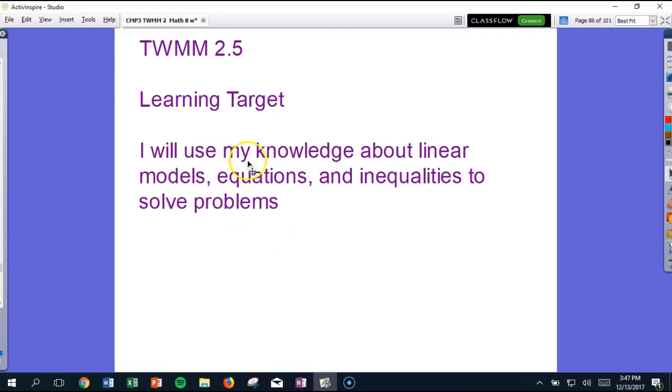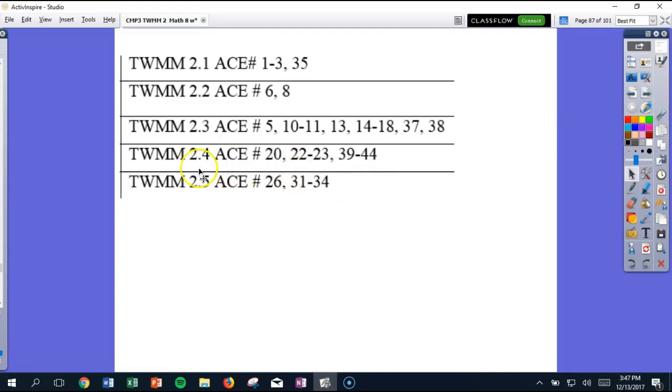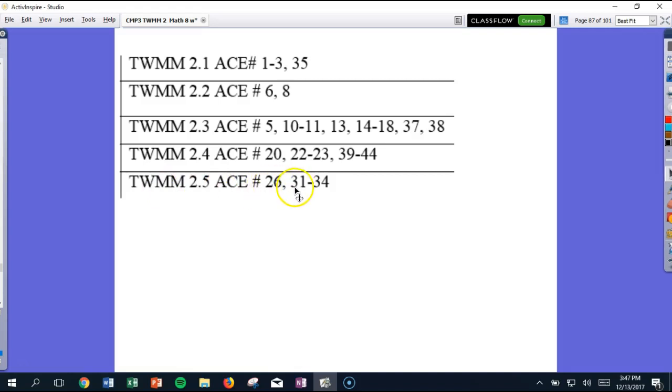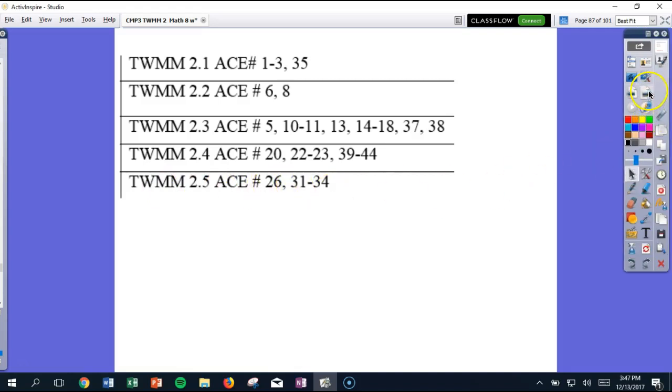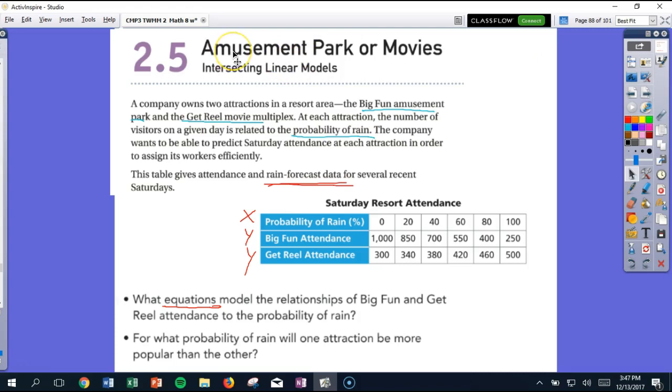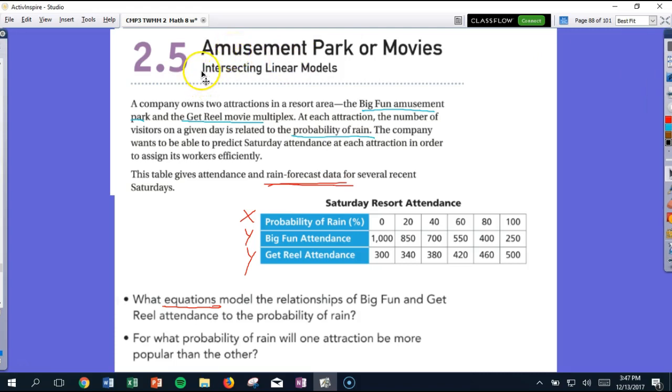Today's target, we want to be able to use your knowledge about linear models, equations, and inequalities to solve problems. ACEs for 2.5 are 26 and 31 through 34. Not too bad. So 2.5, amusement park or movies. What should we do? And we're talking about intersecting linear models.